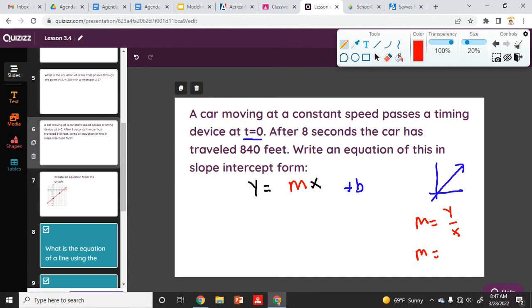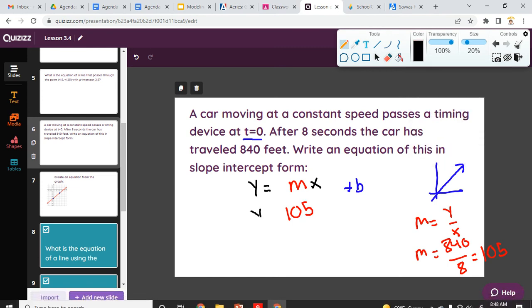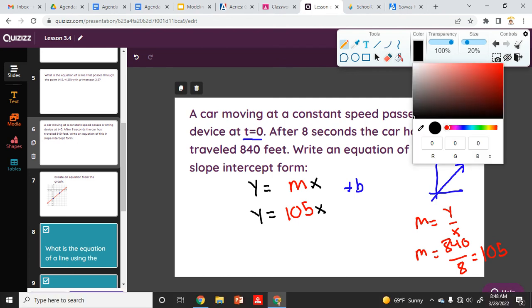Our feet per second, or my 840 feet divided by 8 seconds. So feet per second means feet divided by seconds. Here I'll do 840 divided by 8. 840 divided by 8 is equal to 105. So that's my m here, 105. Now we just got to write the rest of our equation here. y is equal to 105, or m, times x plus b.